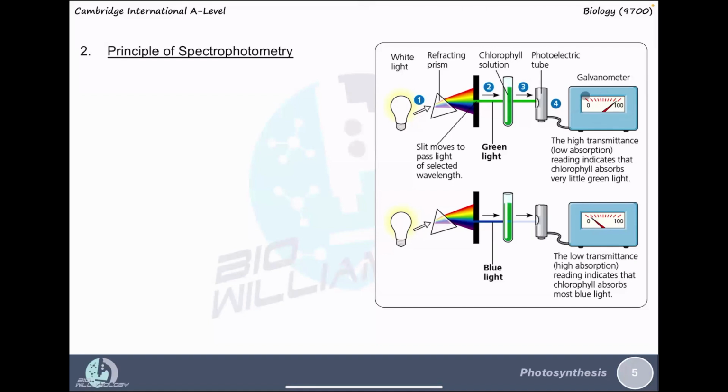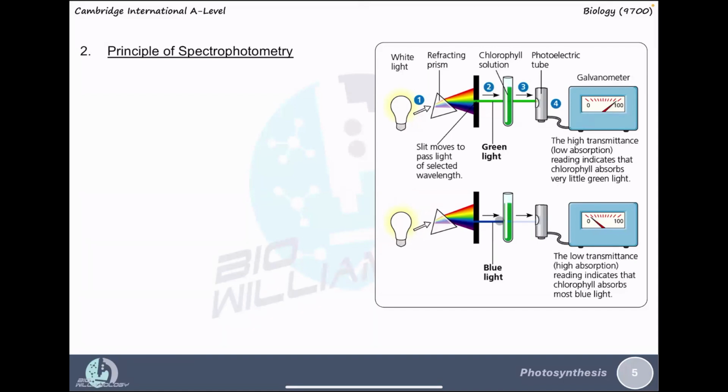From there, we can calculate, for example, in this case, because of the green light, and we know that chlorophyll solution, or chlorophyll A, B molecules, have a very low absorption of green light. Therefore, most of this green light can pass through and be detected by the photoelectric tubes here, and the galvanometer here shows a very high transmission. A very high transmission indicates low absorption.